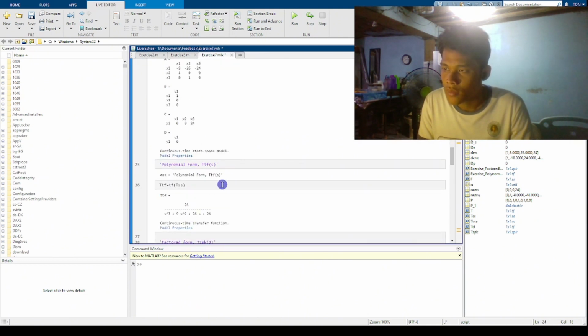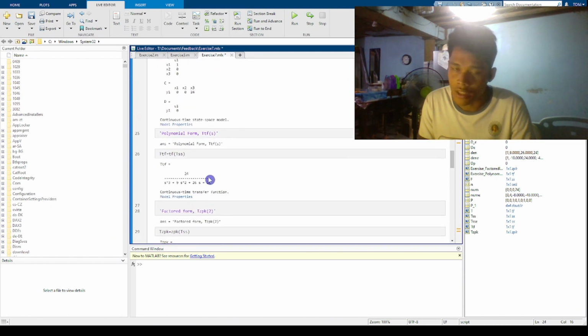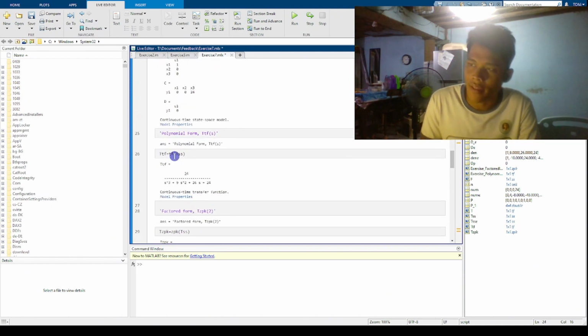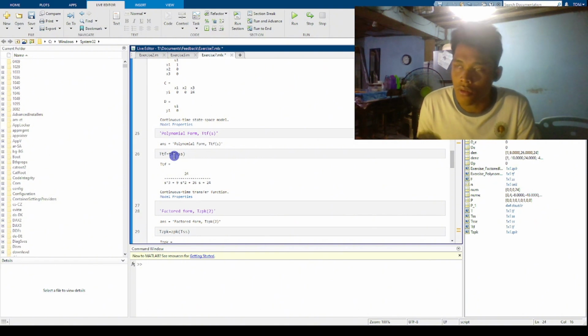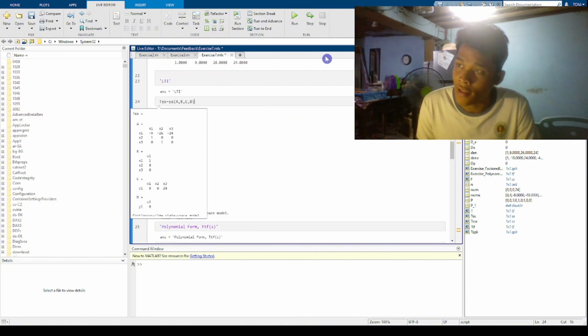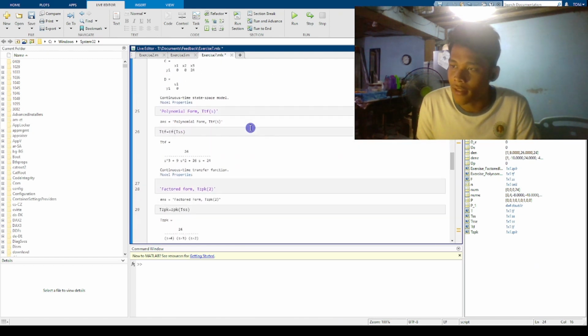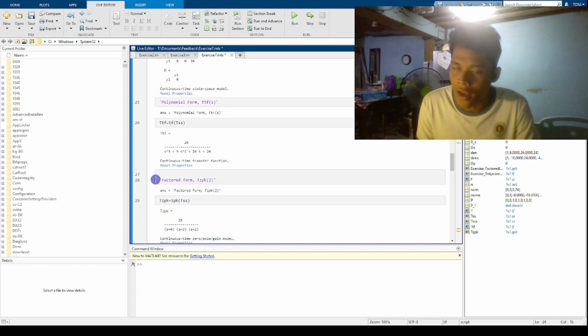For the polynomial form, using the TF command from the state space representation will display the transfer function. So that means the TF command can also take the state matrices as input. And the same goes for the factored form using the ZPK command.